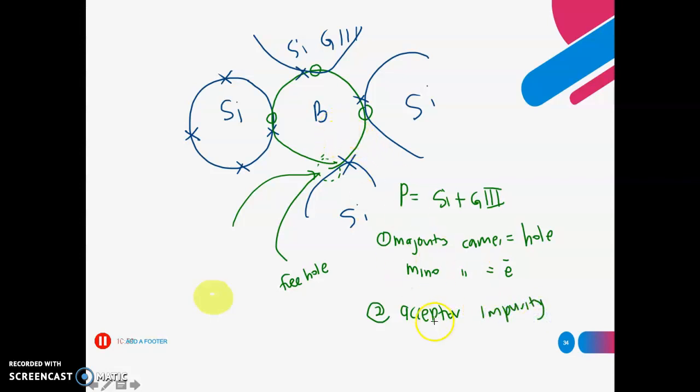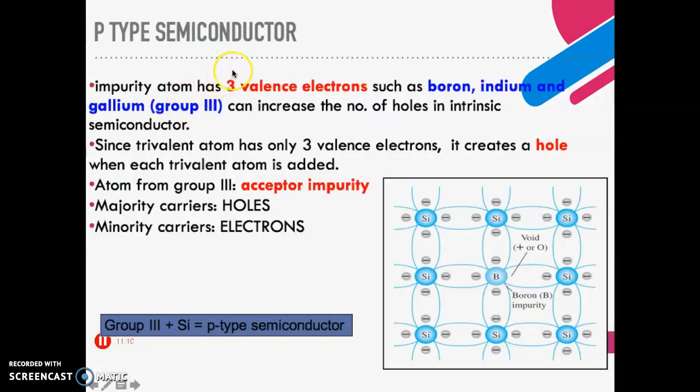So what does it mean? The boron is actually an acceptor impurity because there is a free hole here. So it's trying to accept any electron to go inside the hole. Okay, so this is the explanation for p-type. So you're going to dope with group 3. While adding group 3, it will create a hole. So where is the hole here? Here is a hole here. There is no electron inside. So the majority carrier will be hole, minority will be the opposite. Why do we call this one acceptor? Because it's trying to accept any free electron to go inside the hole. So by doping silicon with group 3, you will get a p-type semiconductor.